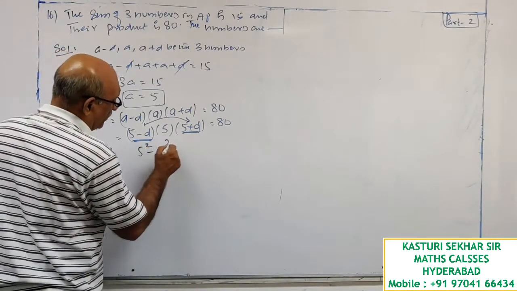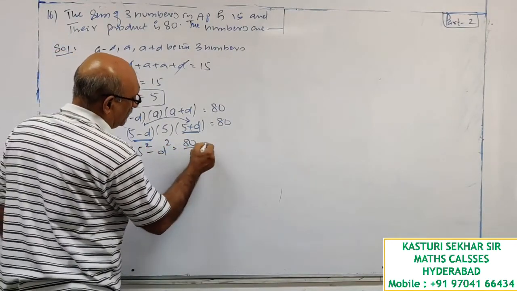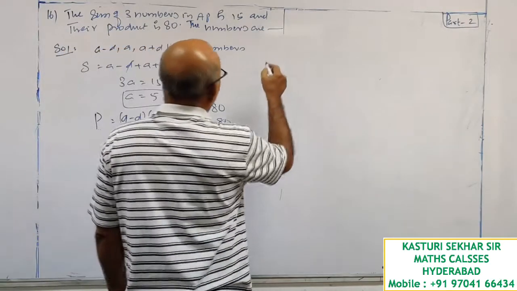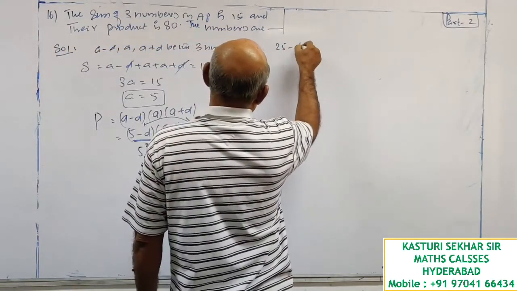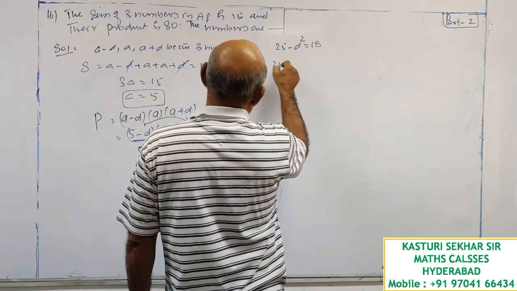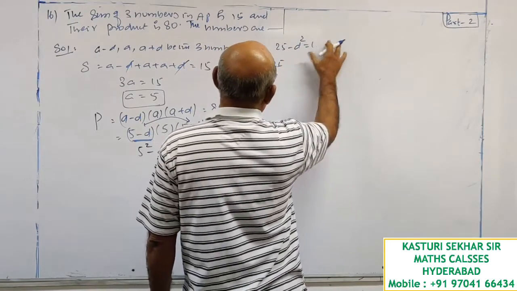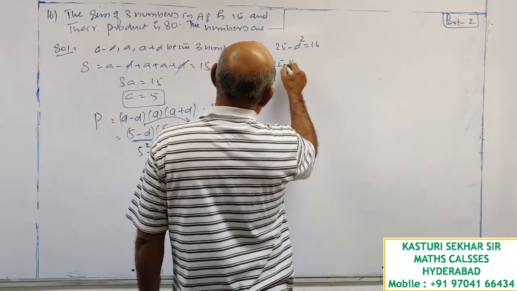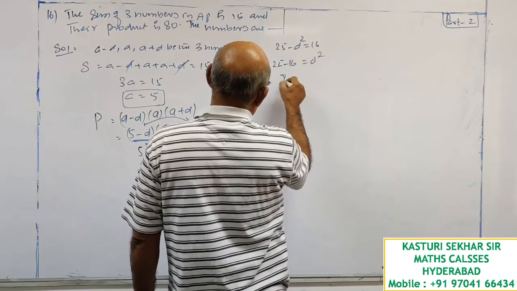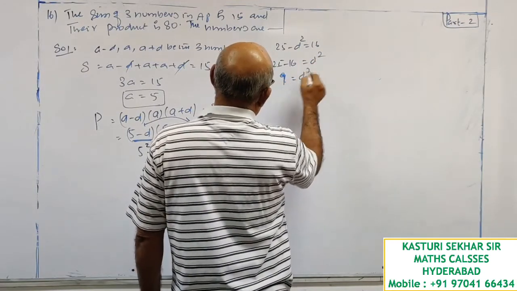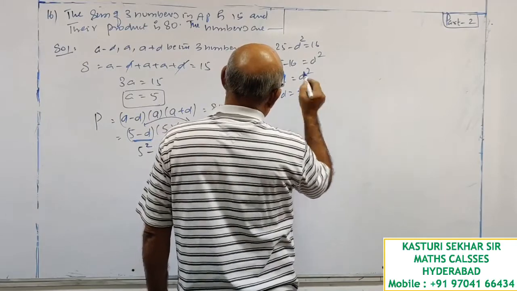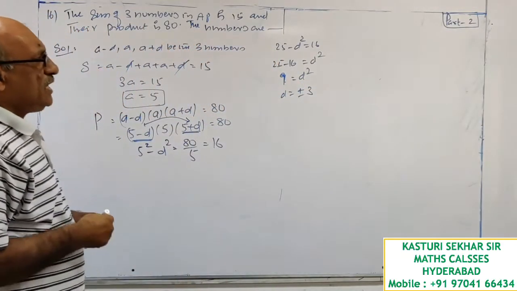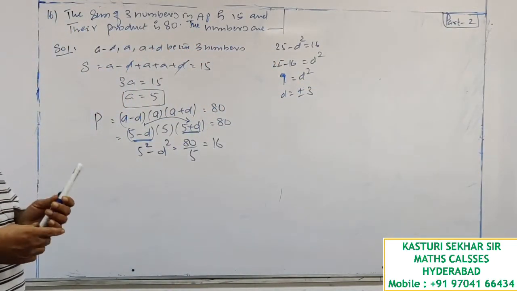So 5 square minus D square is 80 by 5, 16. 25 minus D square is 16. Sorry, 16. 25 minus 16 is D square. 9 is equal to D square. D is equal to plus or minus 3.